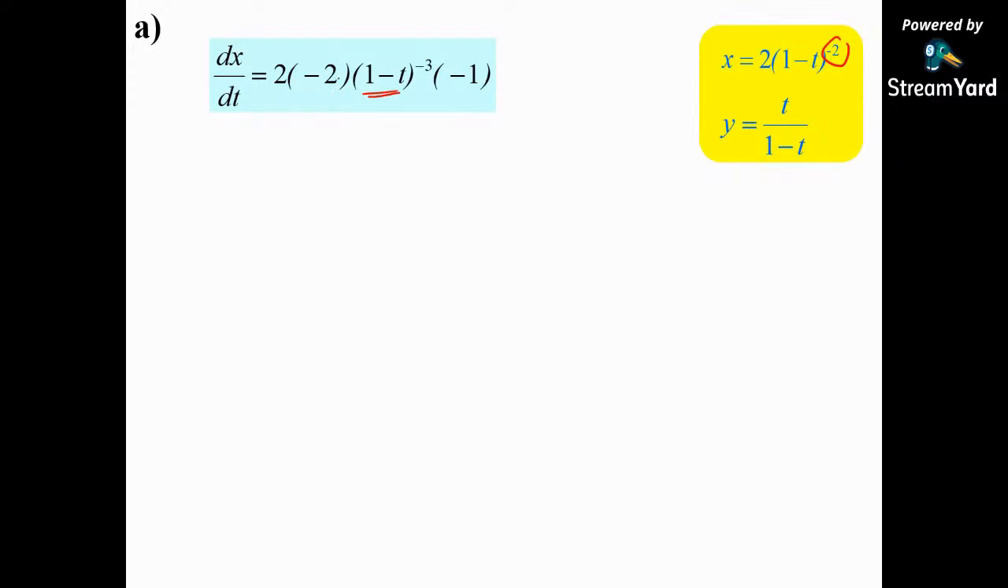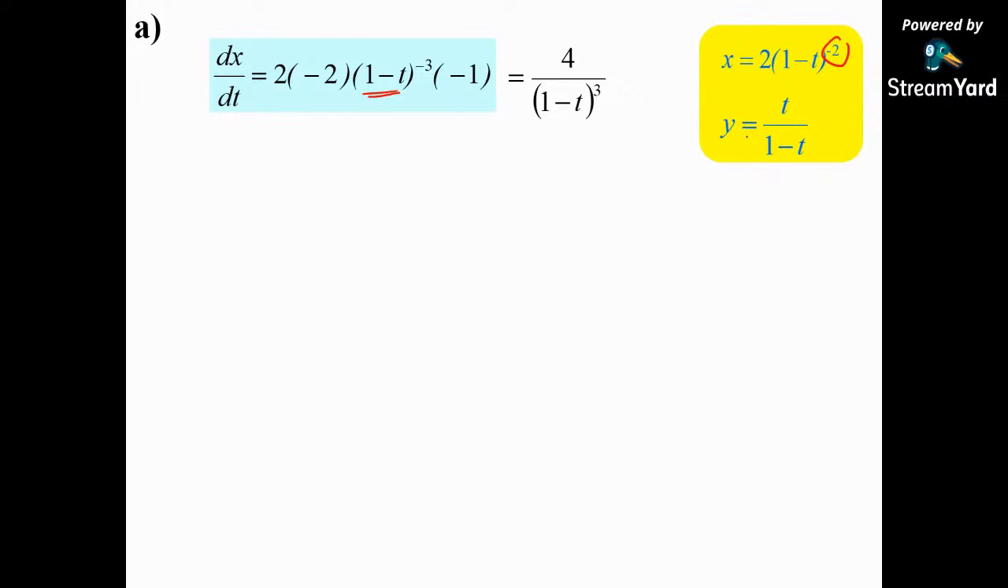Bring down the power, negative 2. Copy down the function, 1 minus t. Deduct 1 from the power, negative 3. Differentiating the function, we are going to get negative 1. And then, of course, you're going to simply times this. So you are going to get 4 over (1 minus t) cubed. So this is basically for dx over dt. So you can easily use the power rule for them.